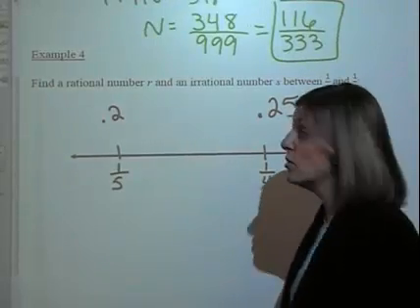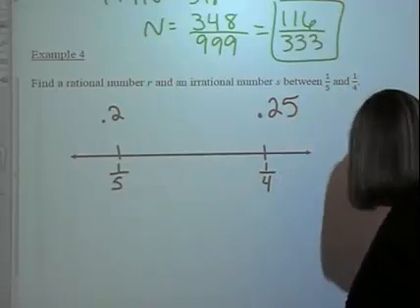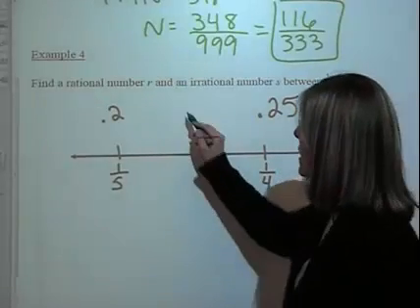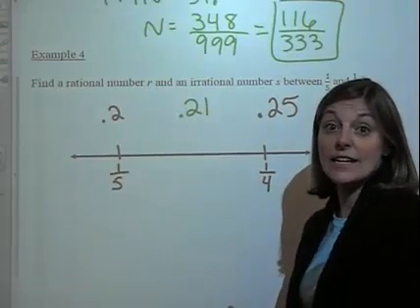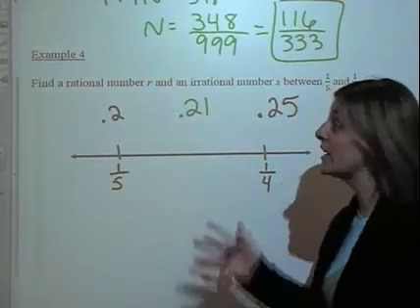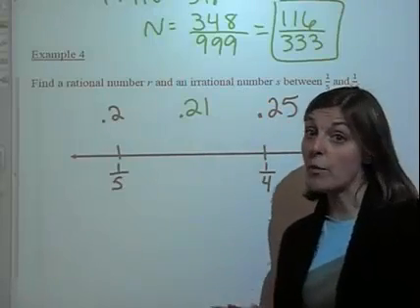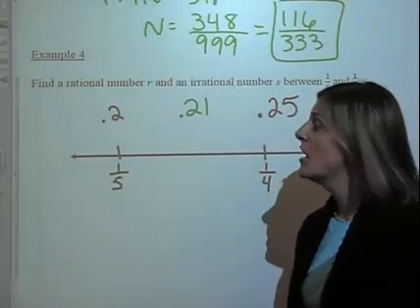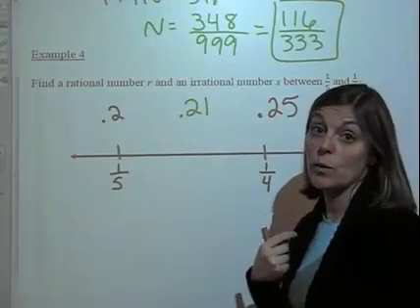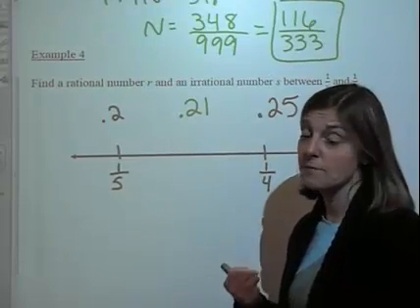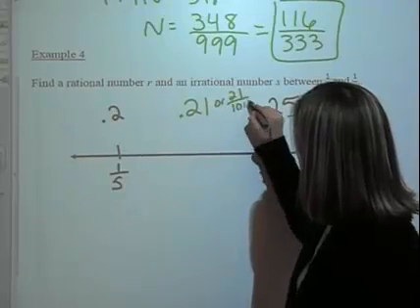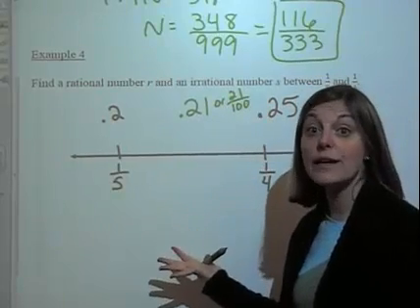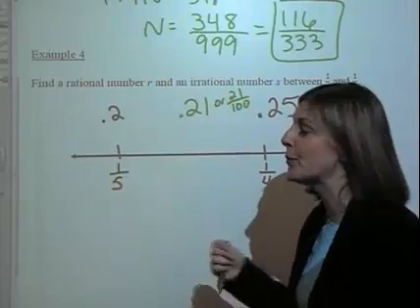Sometimes that helps us to see what the value is of the fraction. So you could pick lots of things. You could say, all right, well, a rational number would be 0.21 because it ends. So it's rational. Irrational, remember, does not repeat and does not end. Okay? So this could be written as 21 100ths. So it is rational. It can be written as a fraction, as a ratio.